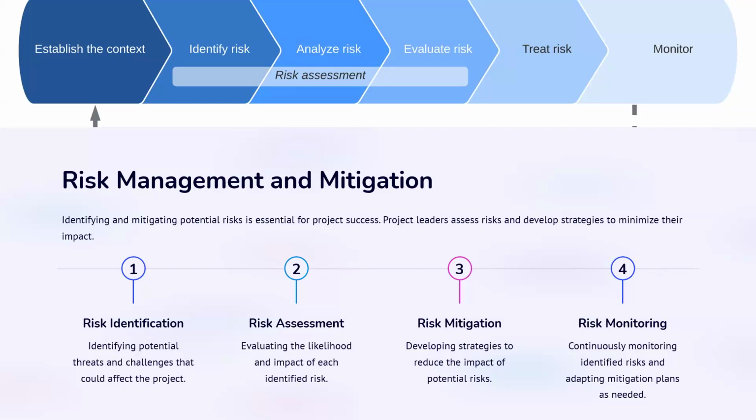Then is risk mitigation, developing strategies to reduce the impact of the potential risk. Develop strategies accordingly so that the impact of the risk is reduced. If possible, you can completely eradicate or dissolve the risk. And if not possible, at least try to reduce the impact of the risk. And finally, monitoring. Continuously monitoring identified risk and adapting mitigation plans as needed.